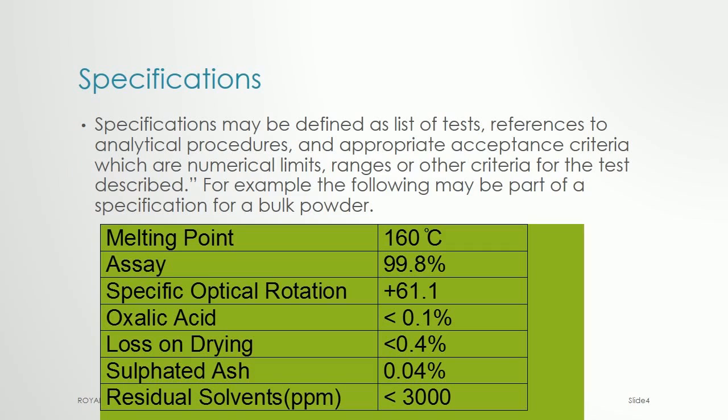Specifications may be defined as a list of tests, references to analytical procedures, and appropriate acceptance criteria which are numerical limits, ranges or other criteria for the test described. For example, a buyer may request a supply of vitamin C with the following specifications: melting point, assay, specific optical rotation, oxalic acid content, loss on drying, sulfated ash and residual solvents.